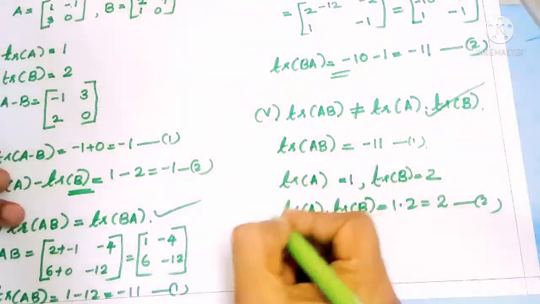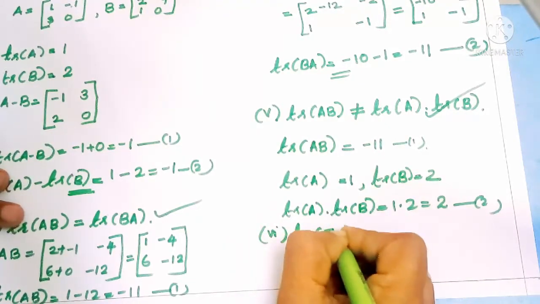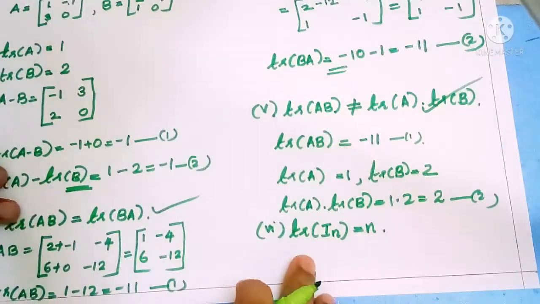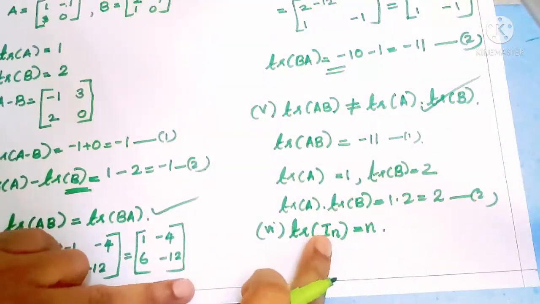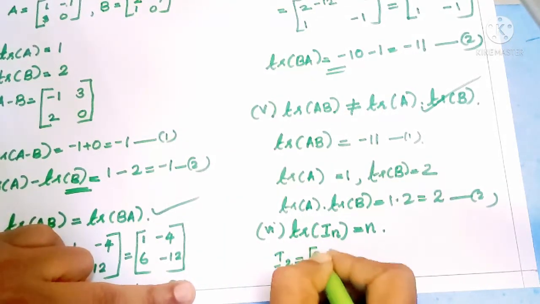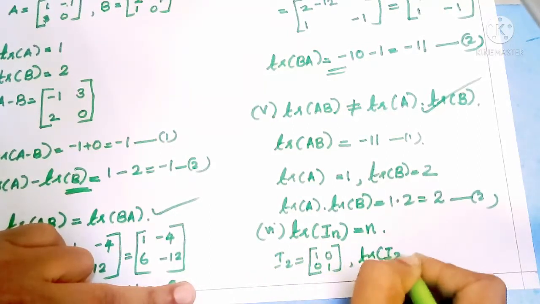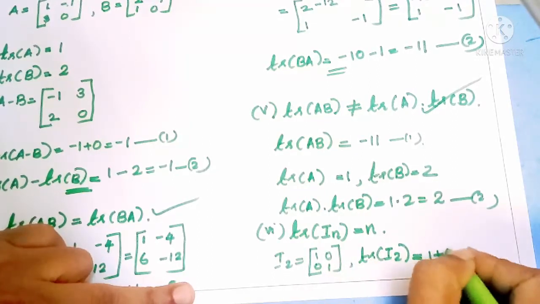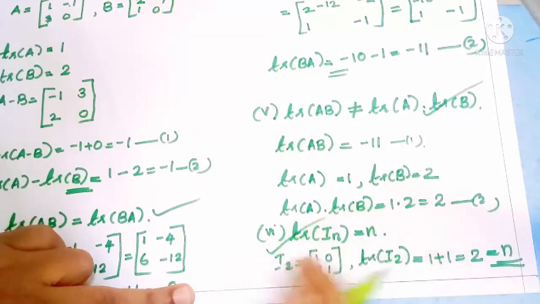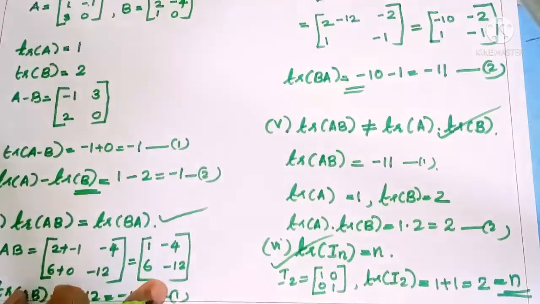Next property, sixth property, trace of I_n. I_n indicates the identity matrix or unit matrix. It should be equal to n. Okay. n is the order of this identity matrix. To prove this condition, we can take an I_2 matrix, that is a 2 by 2 matrix [1, 0; 0, 1]. Then what is trace of I_2? It should be equal to 1 plus 1. What is it? 2. It should be equal to n. So trace of I_n should be equal to n. So these are the properties of trace of a square matrix.